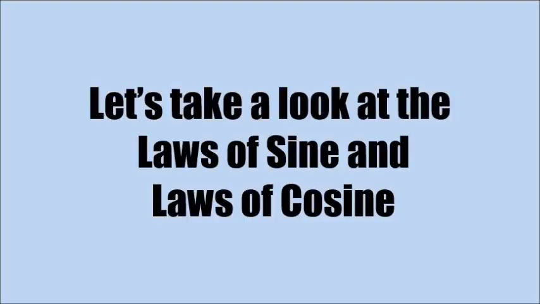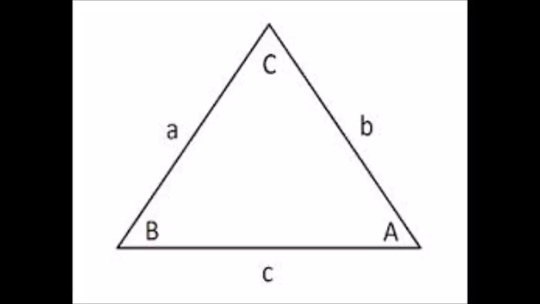Now that we have a good understanding of what the trig identities are and how we can use them to solve right triangles, we will learn how to solve non-right triangles. We solve non-right triangles using the laws of sine and the laws of cosine. We already know that every triangle has an angle and a corresponding side.